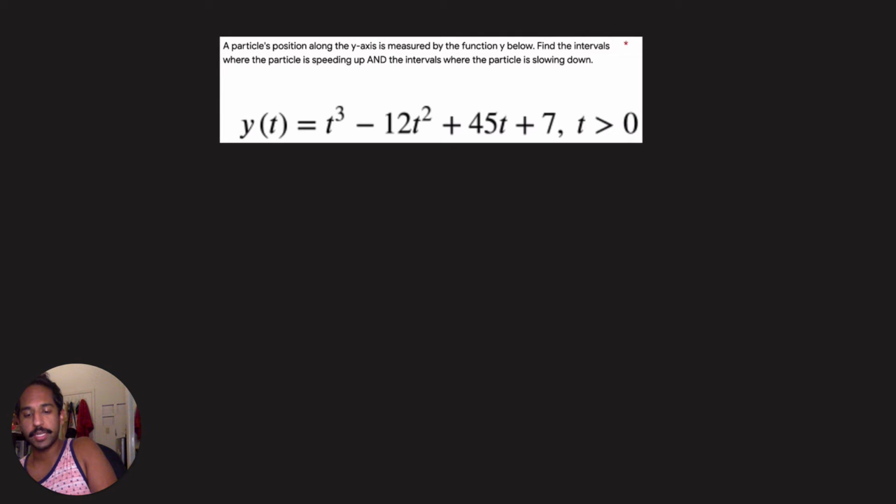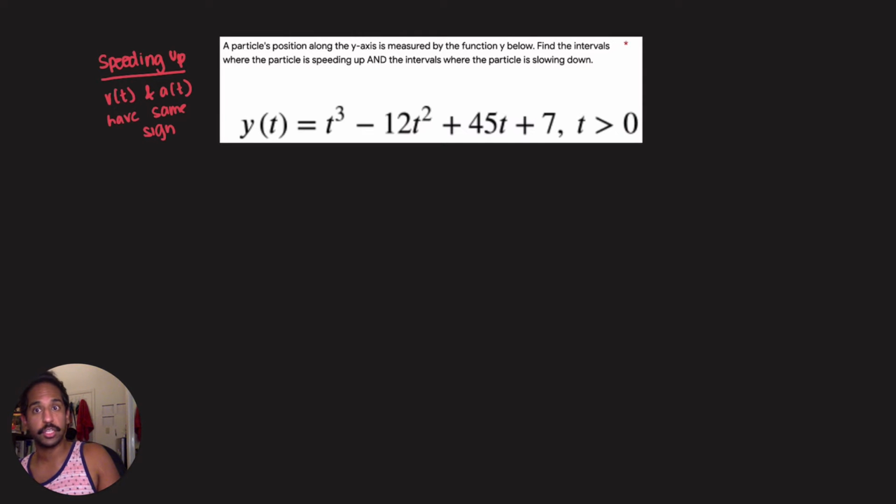And so we know from today's lesson that a particle is speeding up. We know that something is speeding up when the velocity and the acceleration have the same sign. So they're both positive or they're both negative. Have same sign.